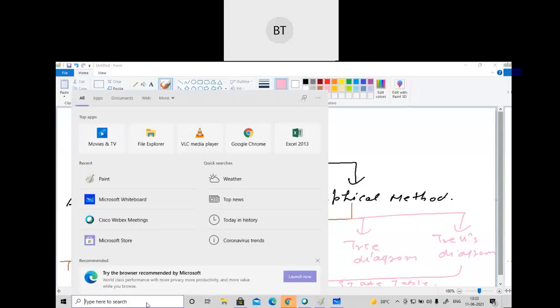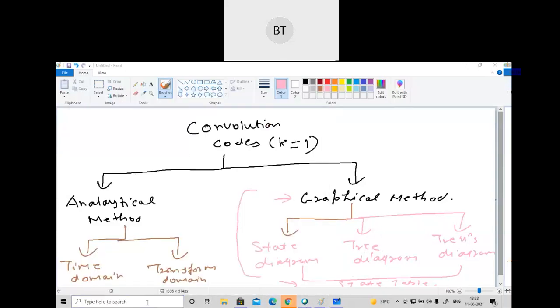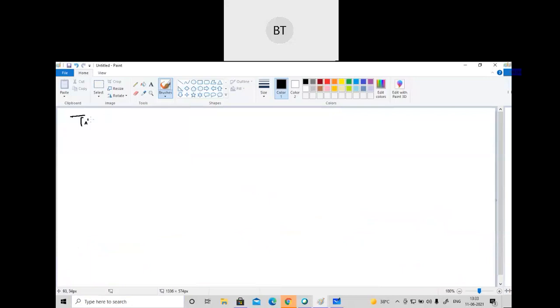Now the first method is the time domain. In the time domain, two things we need to calculate: first the impulse response of message bit 1, and second of message bit 0. I'm dealing with the theoretical part also, because sometimes they will ask what you understand by the term time domain in convolution code, so that you can write all those things. We can do numericals, but we should keep the theoretical parts in mind too.